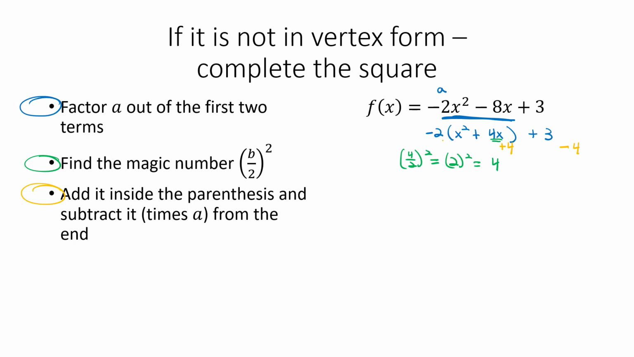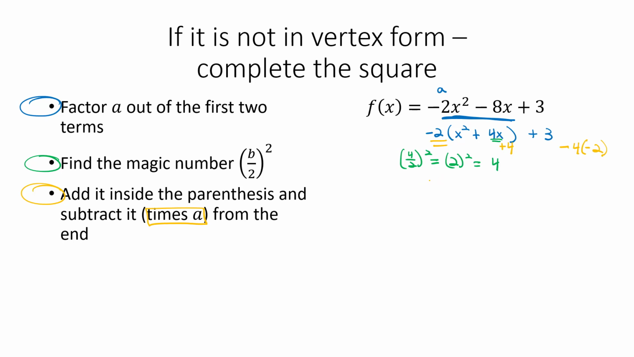But we need to remember, and this is the most common error here, we've got an a out front. We have to multiply by that number out front, because when it distributes through, that's actually negative 2 times 4, negative 8. So we need to undo that as well. So we times a, very important. Add and subtract, but times a when we subtract.